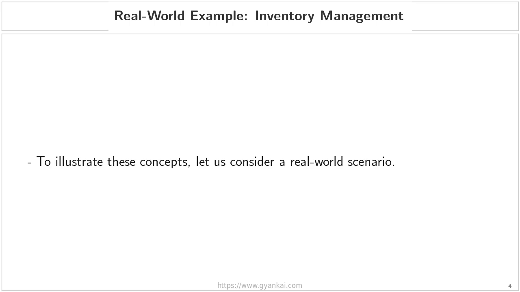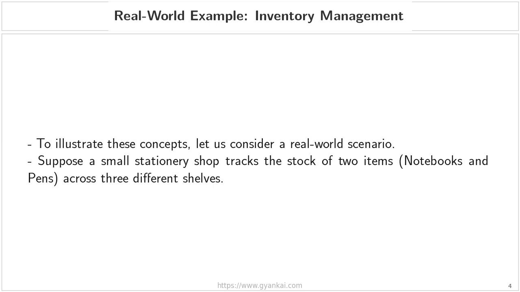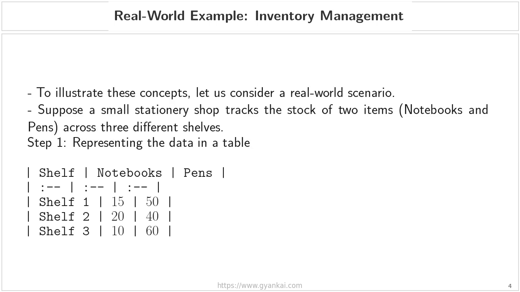Real-world example, inventory management. Now that we have a theoretical understanding of what rows and columns are, let us put these concepts into practice with a real-world scenario to see how they function in a practical context. Imagine a small stationery shop that needs to keep track of its inventory. Specifically, the shop owner is monitoring the stock of two different items, notebooks and pens, which are distributed across 3 separate shelves. To begin, let us look at how this data is typically organized in a standard table.